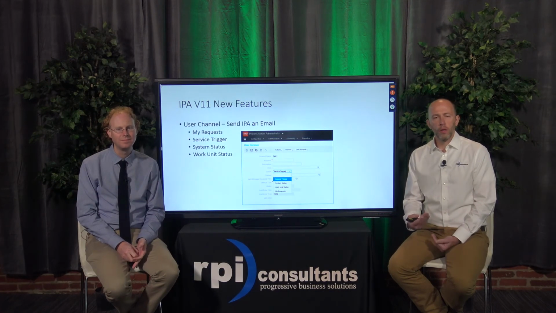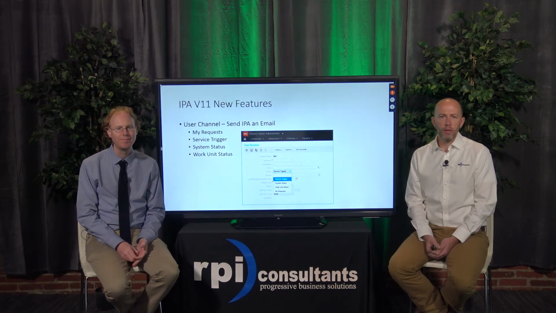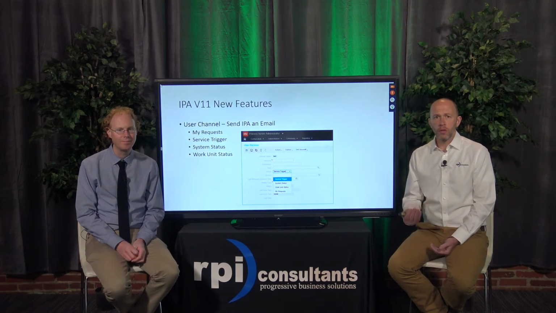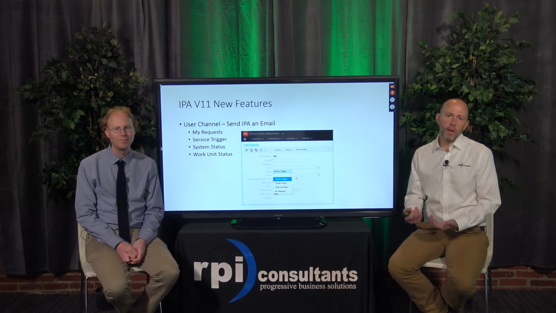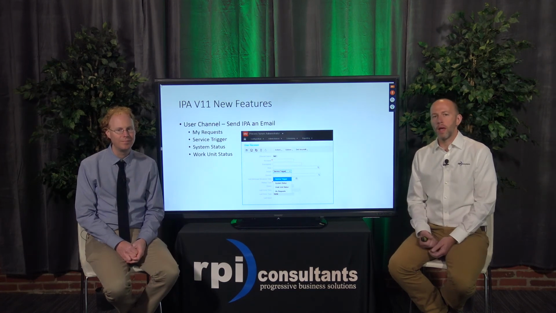So there's a new channel called the user channel that's available. If you're familiar with channels in IPA today, there's things like the file channel and message queues, which you can use to trigger flows. So the user channel is basically like sending IPA an email. And based on the subject, there's different things that the system will respond with.